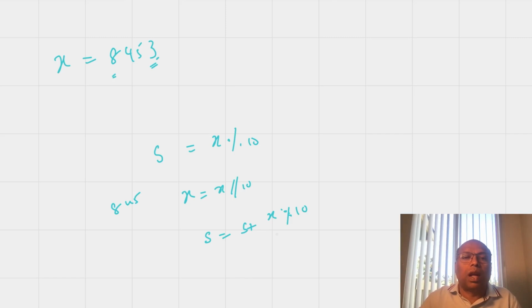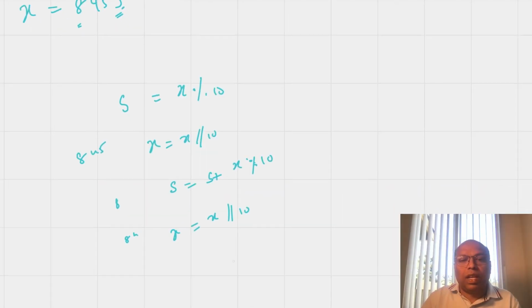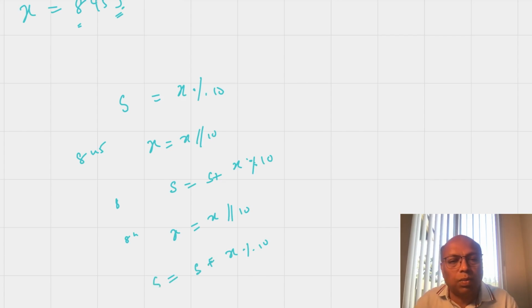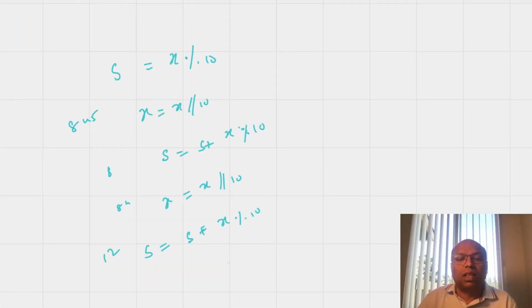Therefore, I'm going to write S plus x mod 10. Now, it became 8. S became 8. Now, I'm going to say x is equal to x divided by 10. How much did it become? 84. Now what should I do? I'm going to say here x mod 10. How much do I get? 4. 4 needs to be added. Therefore S is equal to S plus 4. How much did it become? 12. Correct? Now I'm going to say x is equal to x divided by 10. How much did it become? It became 8. Now I'm going to say here 12 plus x mod 10. How much do I get?